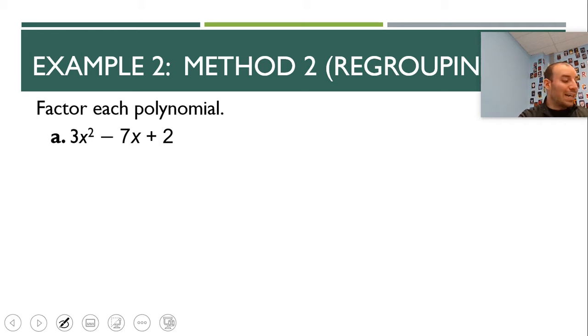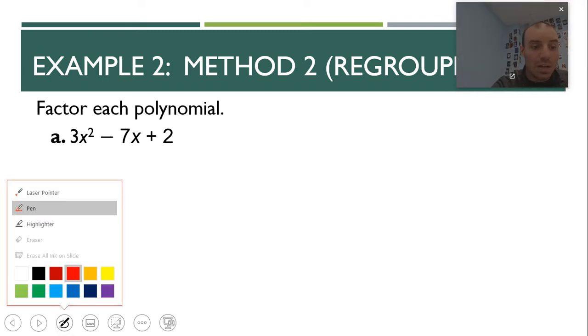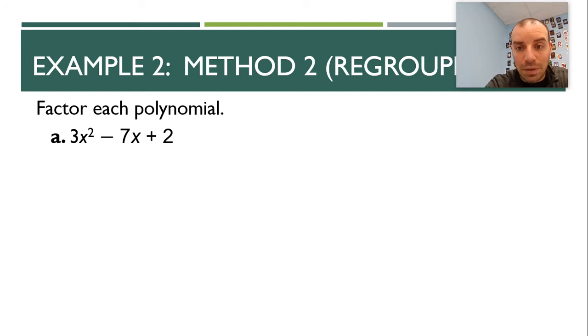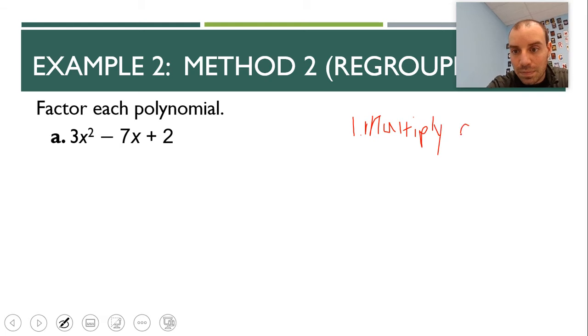Now, the second way that you can go about doing this is what's called regrouping. Okay, regrouping is another technique that you can use in factoring when a is not equal to 1. Your first step in using the regrouping technique is to multiply your a and your c terms. So we would multiply here our a and our c terms, which would get us 6. So 3 times 2 is 6.